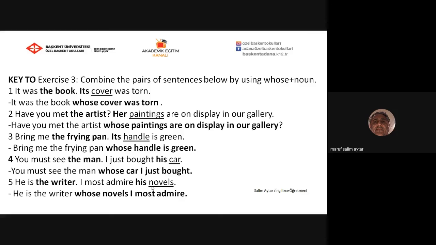It was the book whose cover was torn. Have you met the artist whose paintings are on display in our art gallery? Bring me the frying pan whose handle is green. You must see the man whose car I just bought. He is the writer whose novels I most admire.